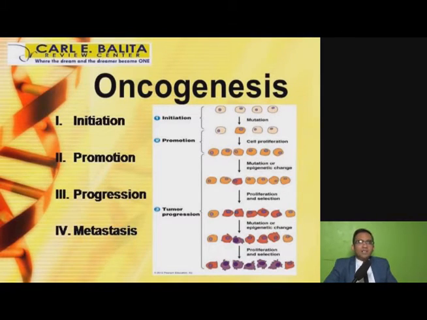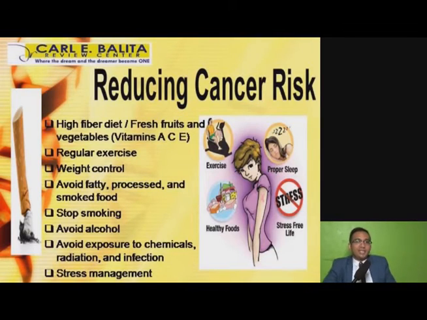Alright, now, let us take into consideration, we have discussed the carcinogens. Now, let us try to consider how we are going to reduce cancer risk. So you have your health promotion. Pag sinabi nating health promotion, it is a primary level of prevention. So what are those? First, high-fiber diet, most especially for a patient who is at risk for colon cancer.